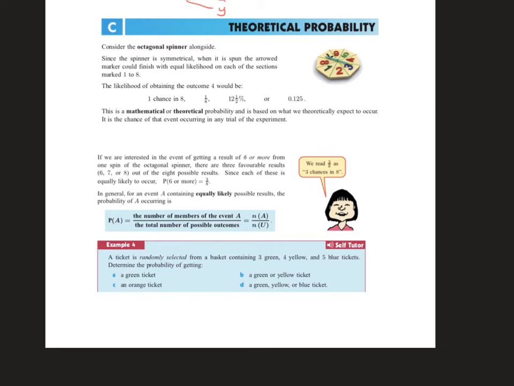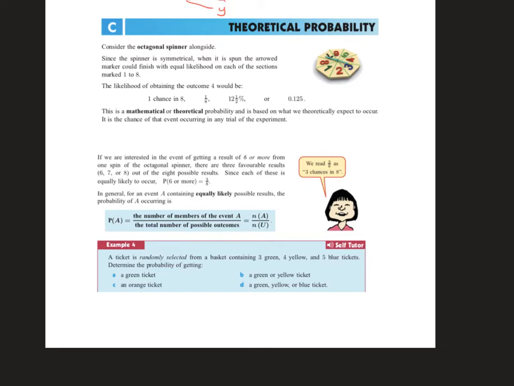It says, consider the octagonal spinner alongside. Since the spinner is symmetrical, when it is spun, the arrowhead marker could finish with equal likelihood on each of the sections marked 1 to 8. The likelihood of obtaining the outcome of 4 would be 1 in 8, or 1 over 8, or 12.5%, or 0.125.